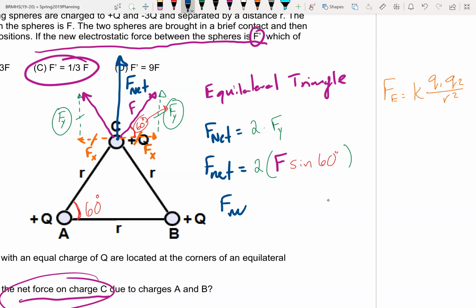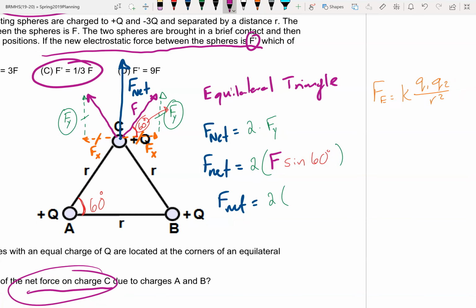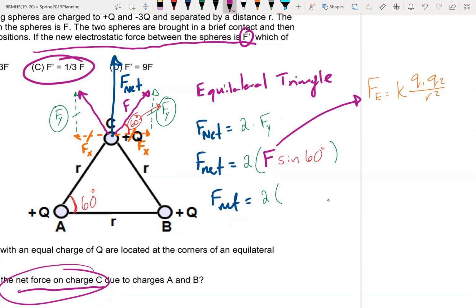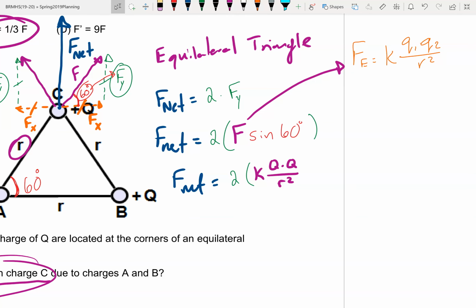Alright, so to get our net force, we're multiplying by 2 because we've got 2 of them. So we've got 2 times that force F. That force F is going to come from Coulomb's law. So I've got K times the two charges, positive Q and another positive Q. So it's going to be positive capital Q squared divided by the distance, that's the radial distance r, so over r squared, times the sine of 60 degrees. The sine of 60 degrees is going to be square root 3 over 2, or 0.86-ish.